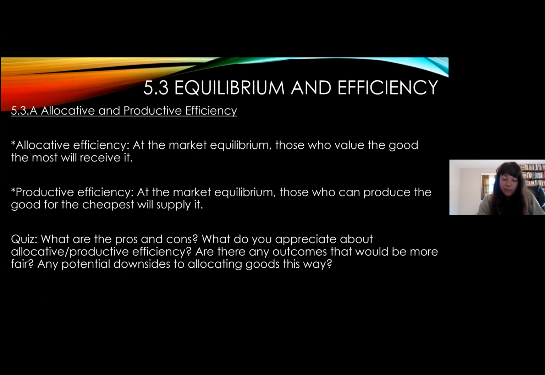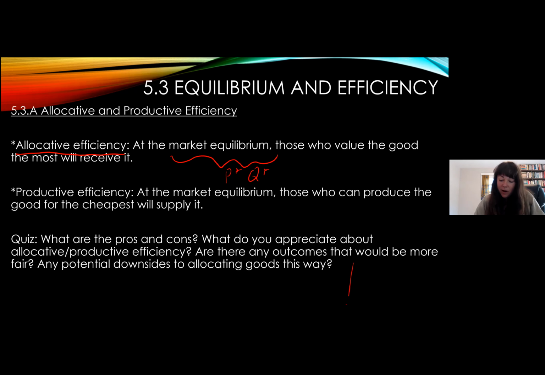The market equilibrium that we're thinking about is where everyone charges the same price and the maximum amount of trades take place at that price. One of the parts of this efficiency is called allocative efficiency, meaning who gets it, what's the allocation like. At the market equilibrium, the people who value the good the most are the ones who receive it.